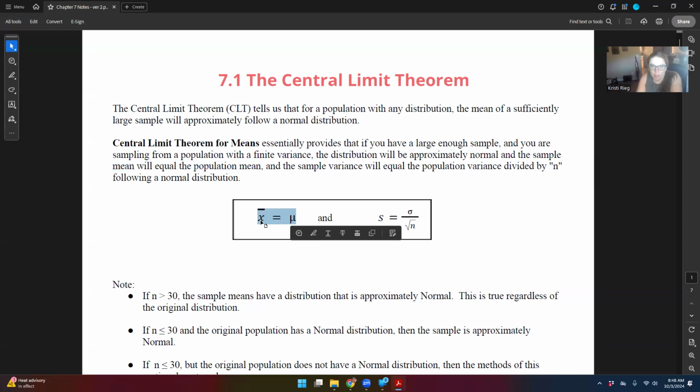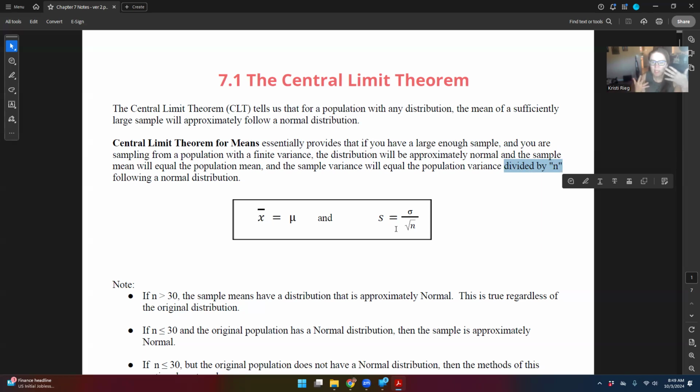Remember, the sample mean is the regular letters like X bar, and the population mean is the Greek letter mu. And then it says the sample variance will equal the population variance divided by n. Instead of writing out variance, I wrote it out as the standard deviation, so I just took the square root of both sides already. So we have S equals sigma over the square root of n. That's why it says divided by n up here, but it's square root of n over here because I already took the square root of both sides.